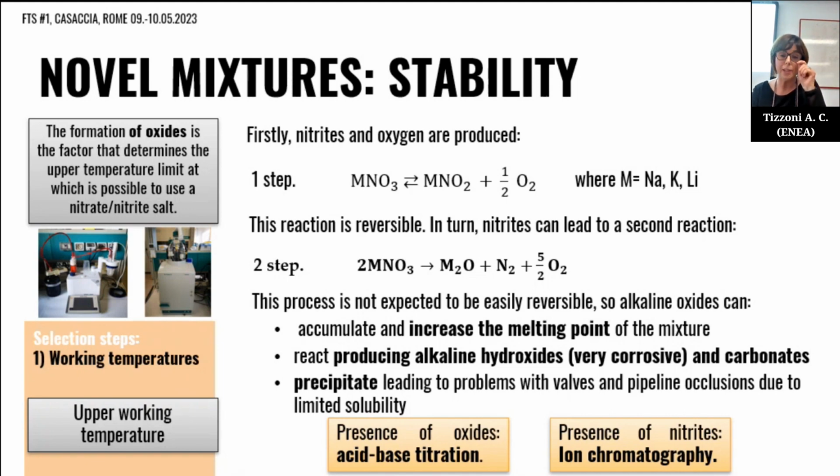In fact, the oxide can accumulate and increase the melting point of the mixture, and can react and produce very corrosive hydroxides and carbonates. It can precipitate, leading to problems, for example, with valves and pump occlusion. So the formation of the oxide is the factor that determines the upper temperature limit at which it is possible to use or not a molten salt mixture.